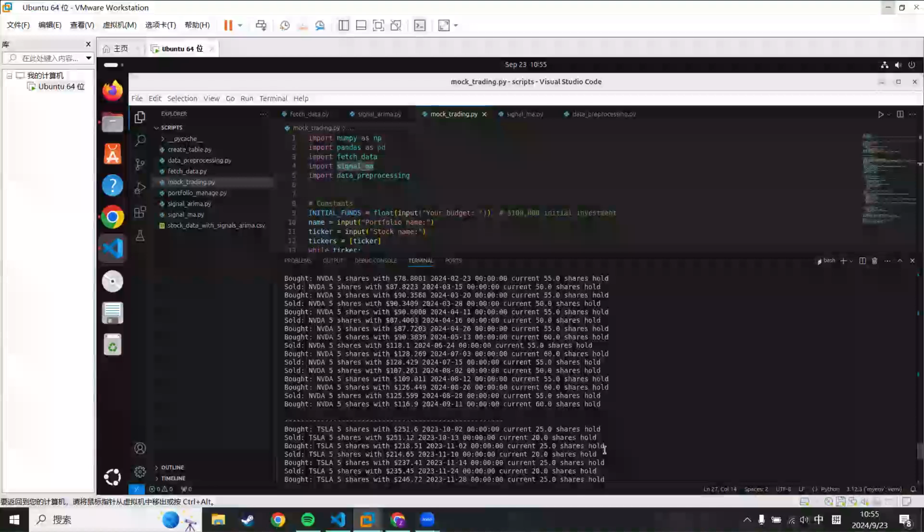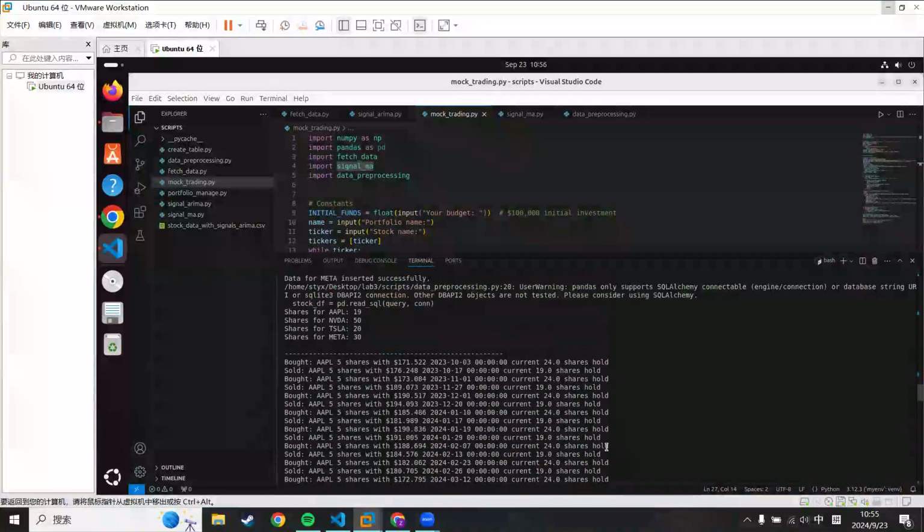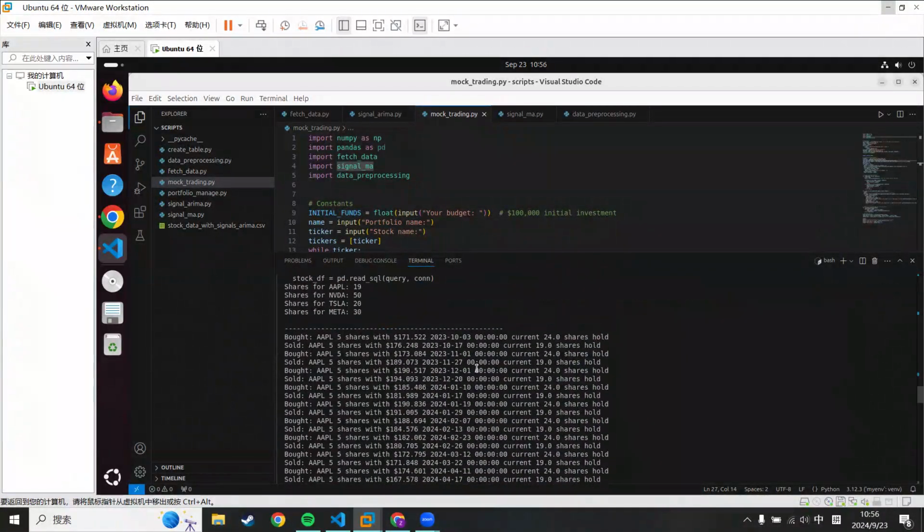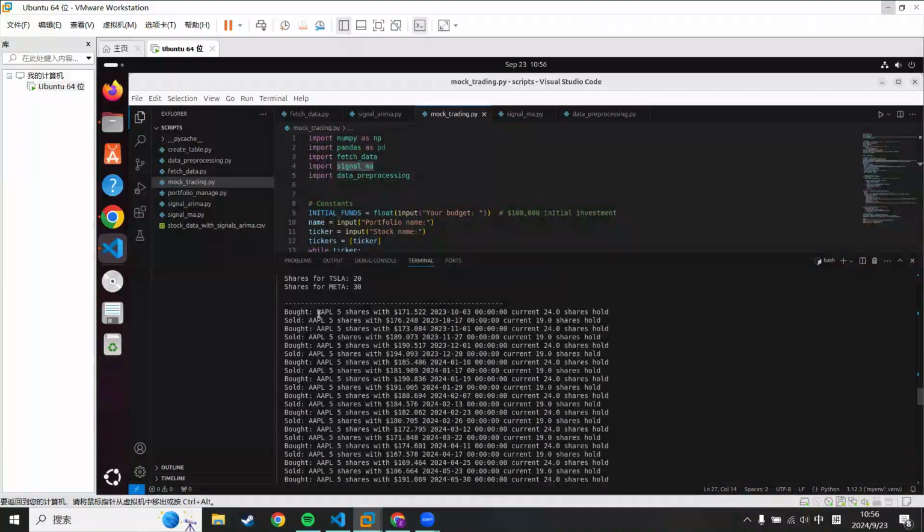Okay, fine. So after we give all the information, we will see the information of each transaction. For example, for AAPL, Apple, the first transaction is bought. So we bought 5 shares with the price and also the date of that, and it will also track the current shares of this stock.